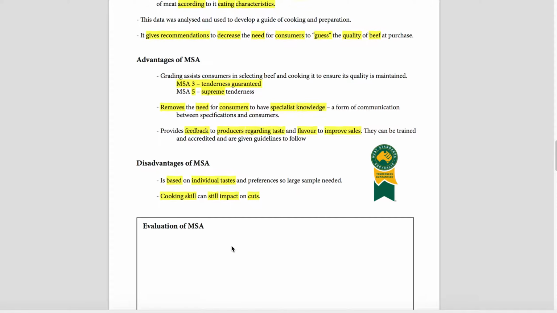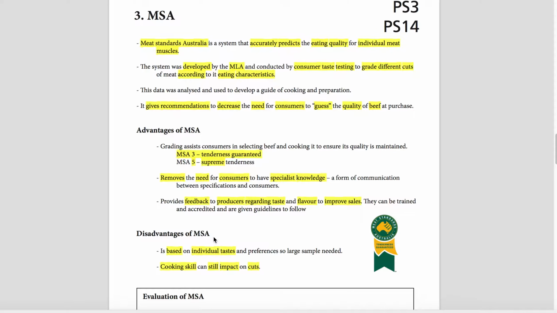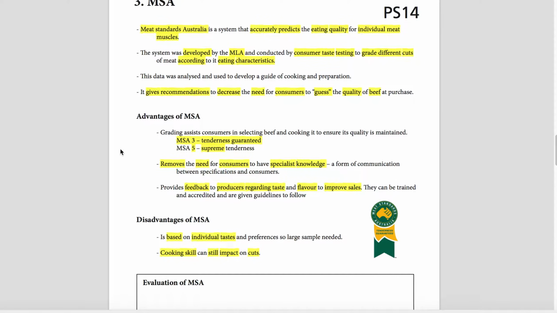So you should do an evaluation here of MSA. Basically, you should be saying that it's a very good system of guaranteeing quality, or not guaranteeing, but basically improving the quality to consumers and helping them make better decisions about beef, helping the price match up with the quality a bit more.